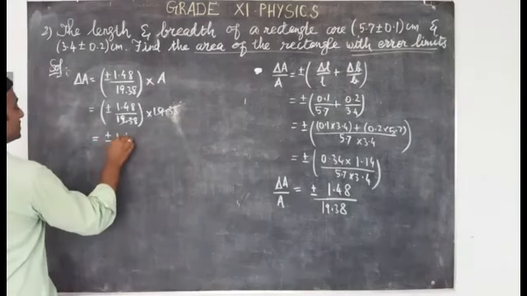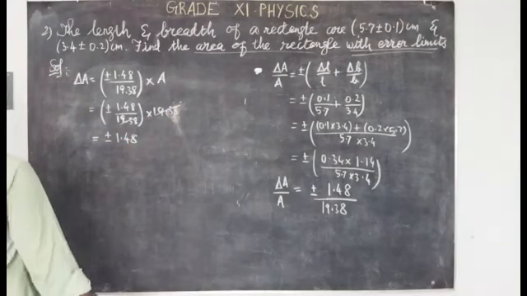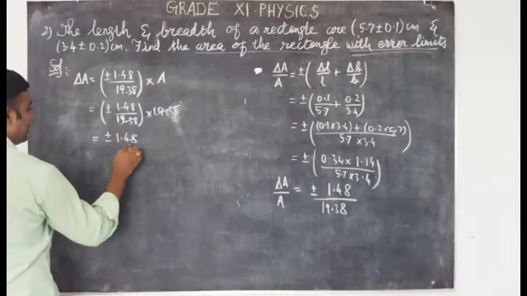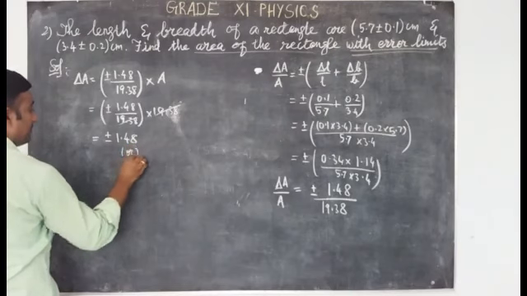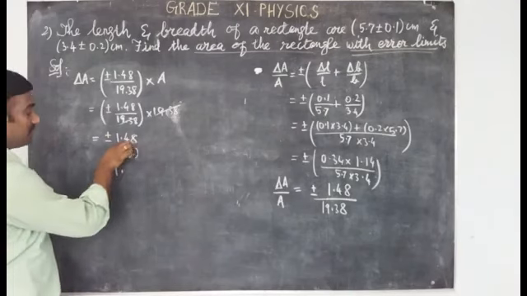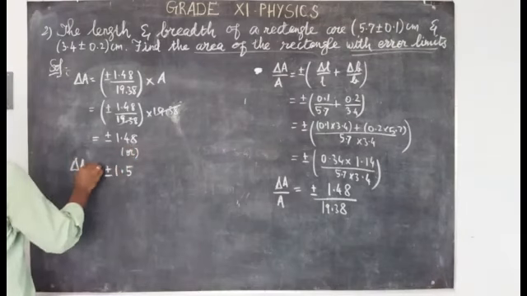Finally it is plus or minus 1.48. So this error can be rounded off to the second decimal. The 8 is more than 5, so the 4 becomes 5, so it is plus or minus 1.5. Okay, so we have calculated the delta A.